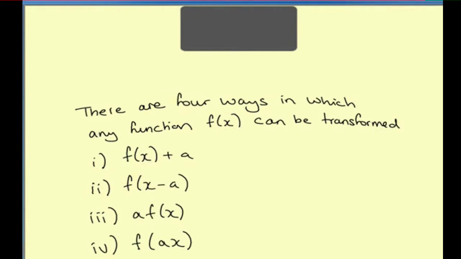Okay, so now let's look at the four ways in which any function f of x can be transformed. The first way is f of x plus a. The second way is f brackets x minus a. The third way is a f of x. And the fourth way is f brackets ax.